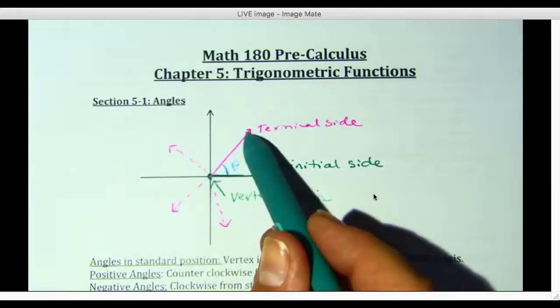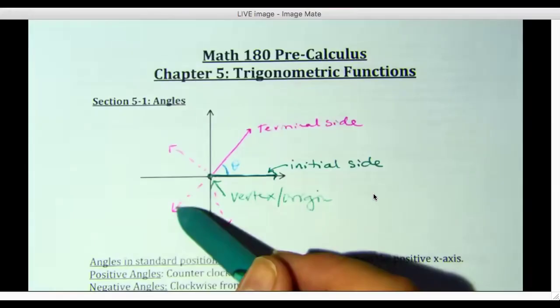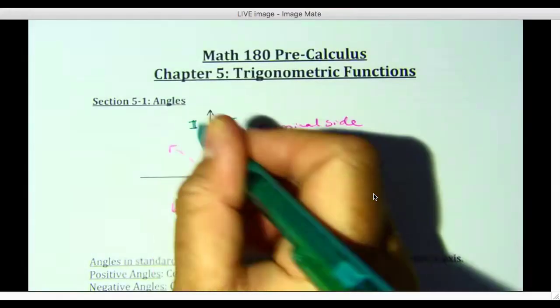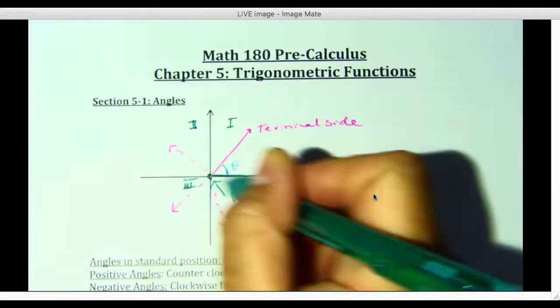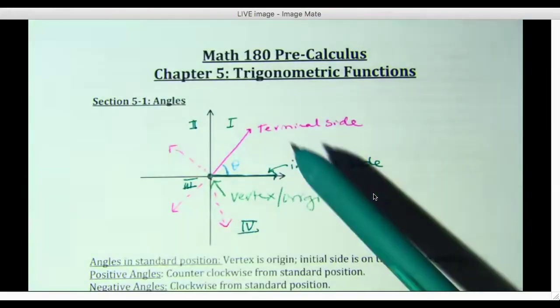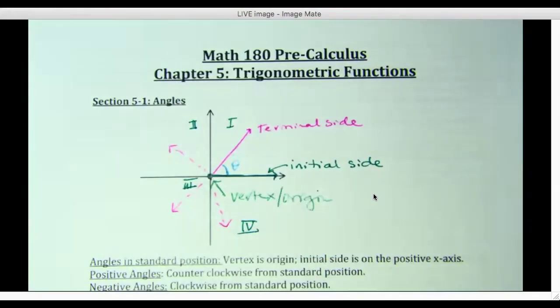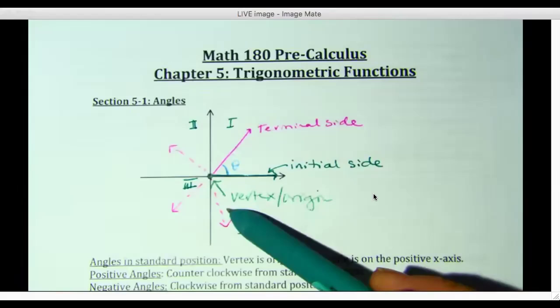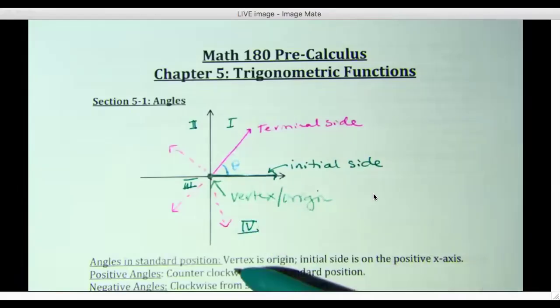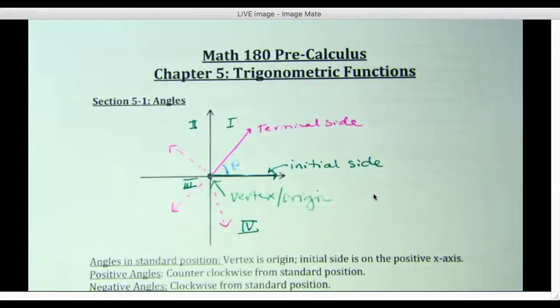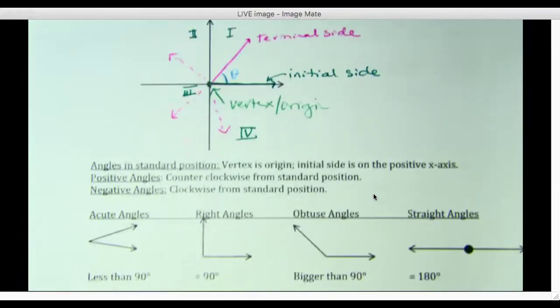Angles can end in quadrant 1, quadrant 2, quadrant 3, or quadrant 4. So again, this is quadrant 1, 2, 3, and 4. Typically, we number those with Roman numerals. And this is an angle in standard position. So these are positive angles in standard position. Negative angles would open up clockwise. So starting here at this initial side and then opening up in a clockwise direction, that would be an angle in standard position for negative angles.